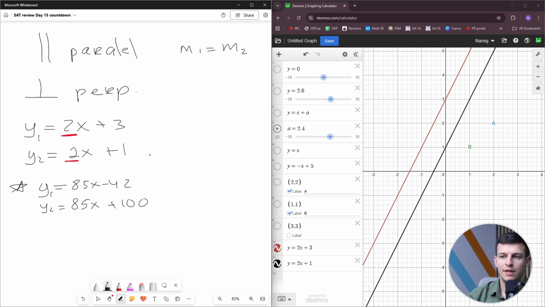Now, what's the relationship in perpendicular lines? The relationship here is a bit strange. It's the negative reciprocal. So m1 is equal to negative 1 over m2.